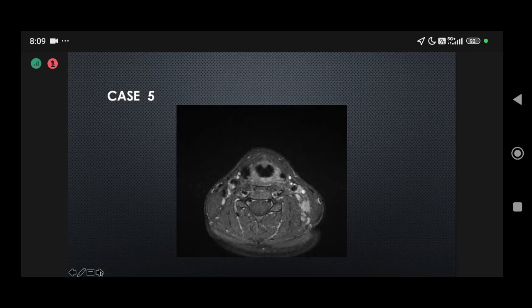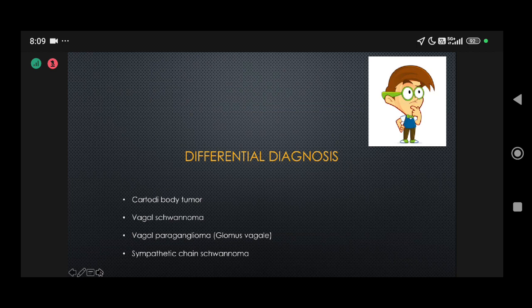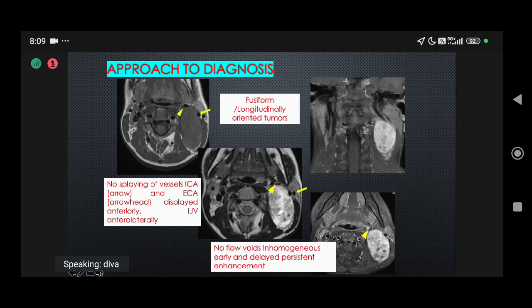Now, what is the approach to the diagnosis? What are the differential diagnoses? Is it a carotid body tumor? Is it a vagal schwannoma, vagal paraganglioma, or a sympathetic chain schwannoma? Because it is in the carotid sheath. So now the approach can be, the lesion is very well defined.